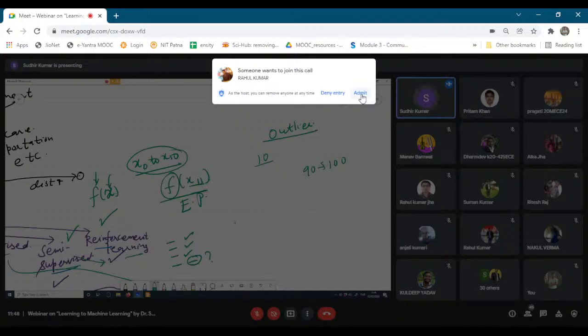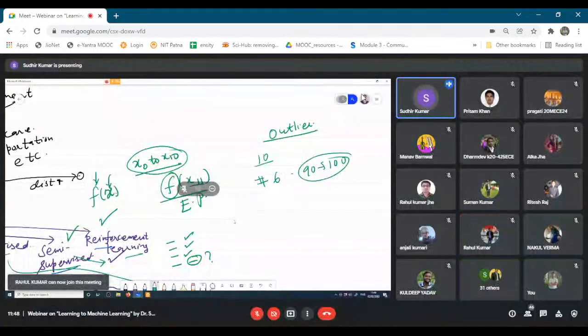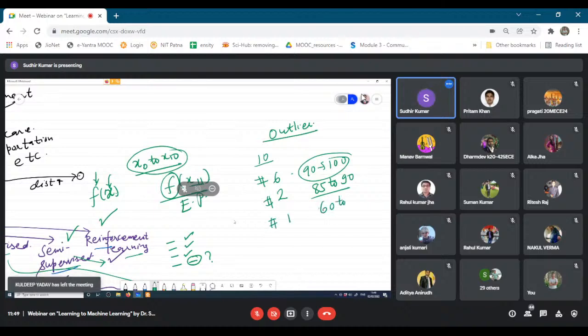Let us say 6 students got between 90 to 100, 2 students got marks between 85 to 90, 1 student got marks between 60 to 70, and 1 student got marks below 30. Which one is the outlier?